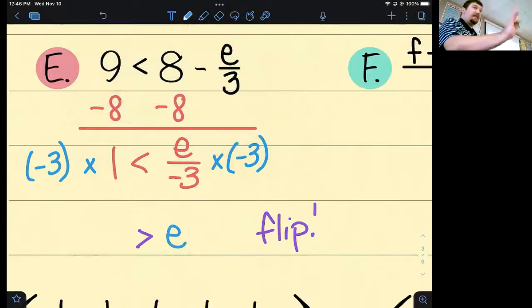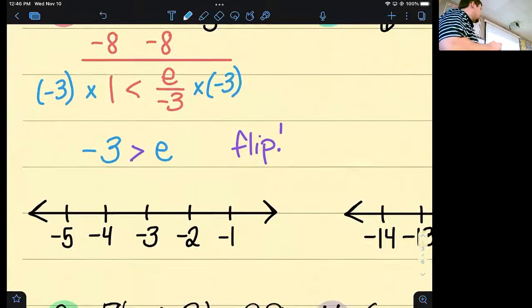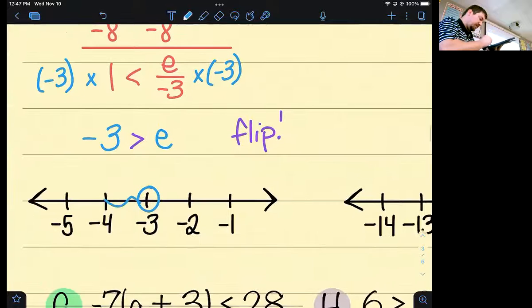So E is still, leave E over there. Leave E on the right side. And what's 1 times -3? -3. Is E bigger or smaller than -3? Smaller. Smaller now because I had to flip the sign. So open circle and shade to the left. Oh, darn it. Just erased it. There.